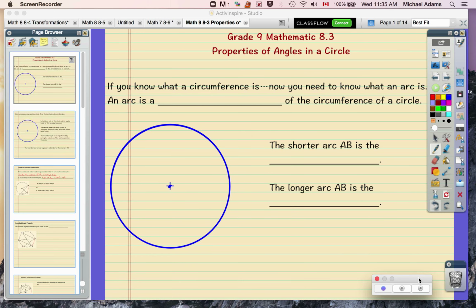Hi again, grade 9s. We're going to take a look at the next lesson in Unit 8, which is 8.3, Properties of Angles in a Circle.